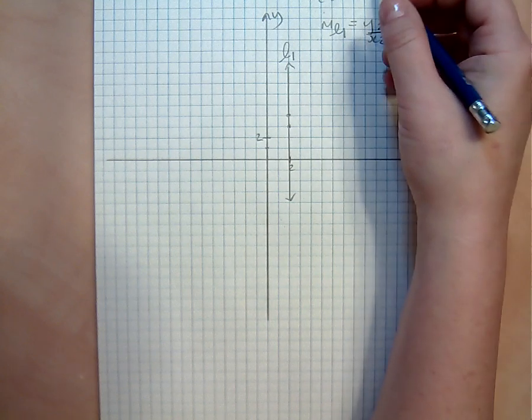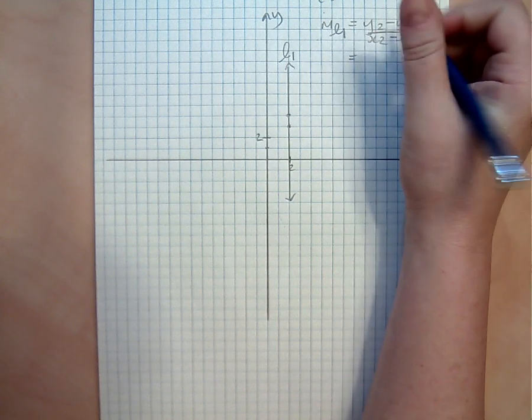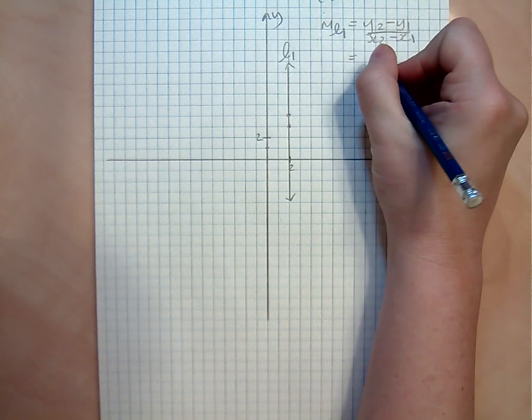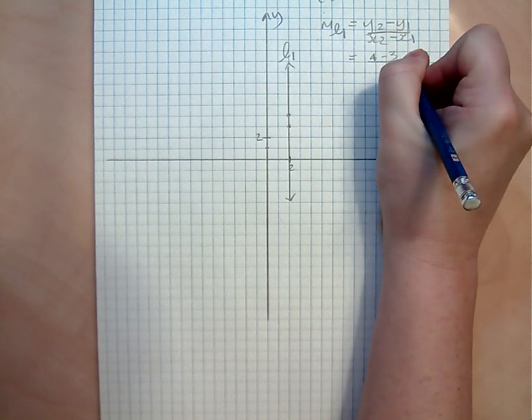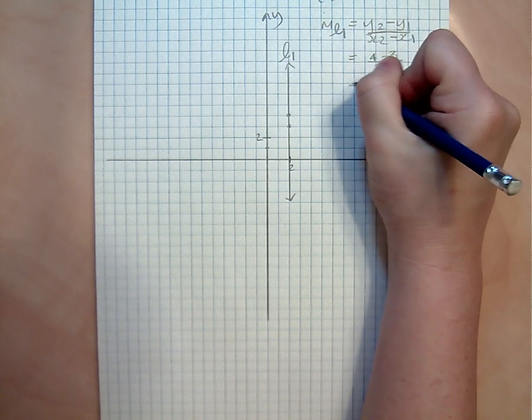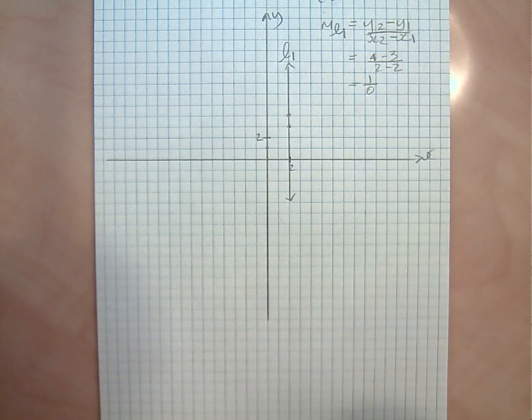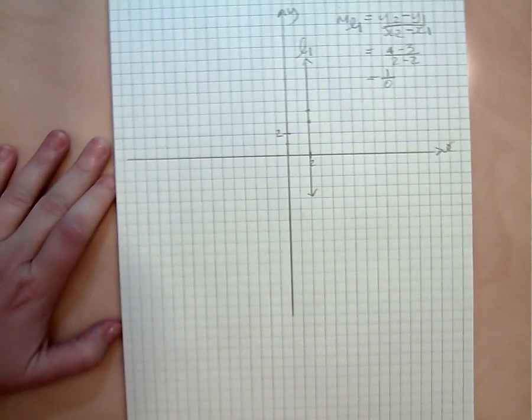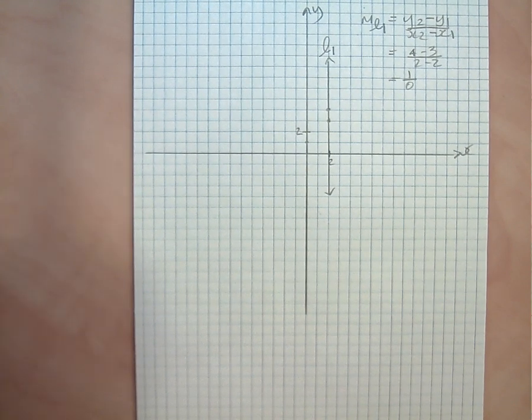So now let's plug these into here. I'm going to have y2 minus y1, 4 minus 3 over 2 minus 2 equals 1 over 0. Now what happens when you divide by 0? 1 divided by 0 on your calculator. You're not sure? Pull out your calculator and divide it and see what happens. You're going to get an error.